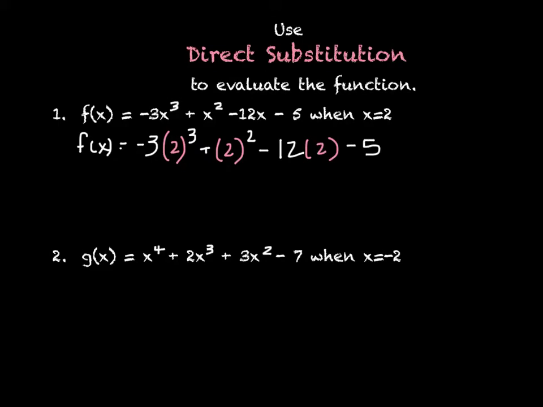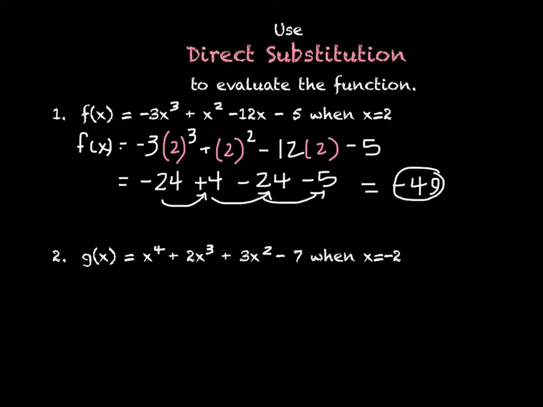This is going to be equal to -3 times 8. Remember, I'm going to cube first, so this would be -24 plus 4 minus 24 minus 5. So this is -20 minus another 24, so that would be -44 minus another 5, which would give me -49.